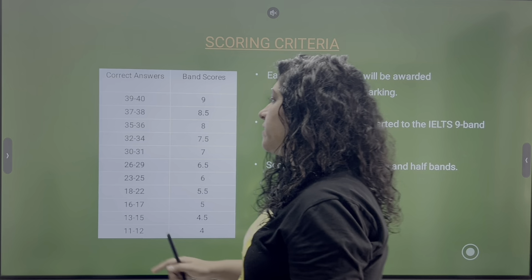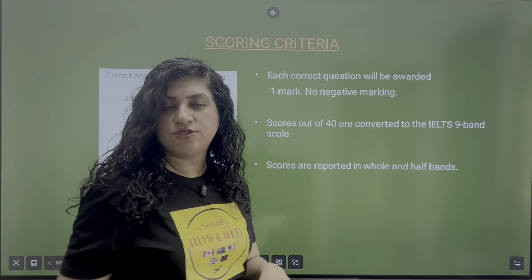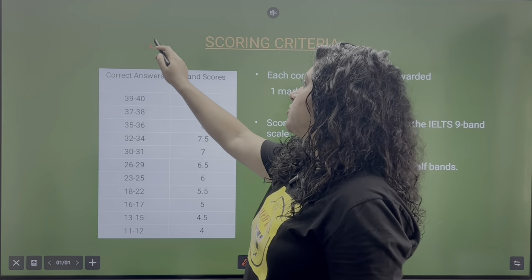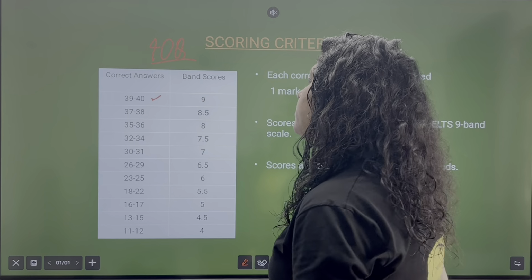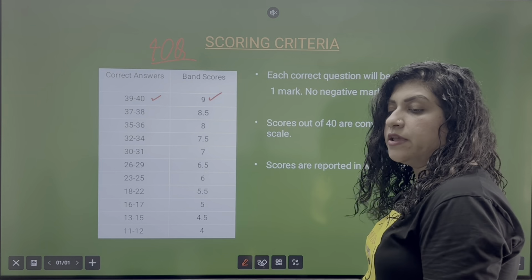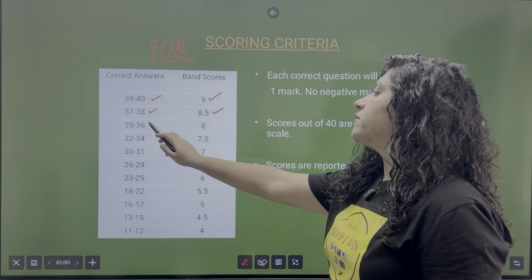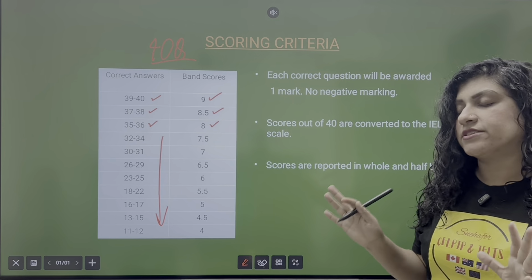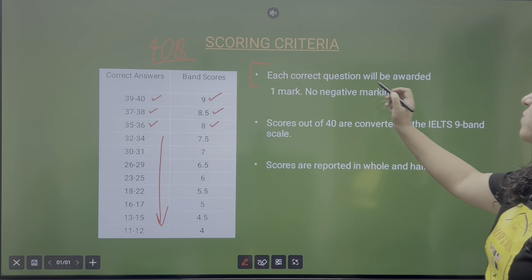Now, talking about the scoring criteria of this part. The scoring in this part is absolutely based on the number of answers that you mark correct. We have 40 questions in total. Out of these 40 questions, if you mark 39 to 40 of them correct, you're going to get band 9. If you get 37 to 38 correct, you're going to get band 8.5. If you mark 35 to 36 correct, you're going to get band 8, and so on. So depending on the number of correct answers, you're going to get the respective band. And these are some really important points to note.